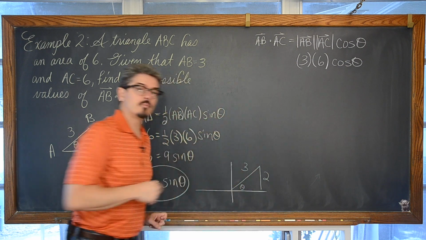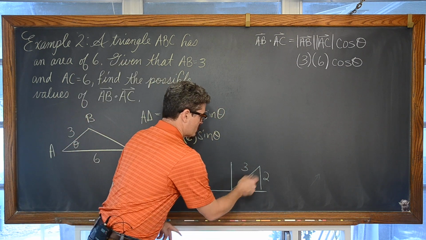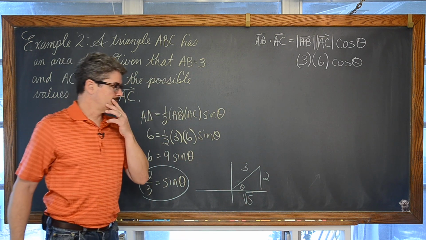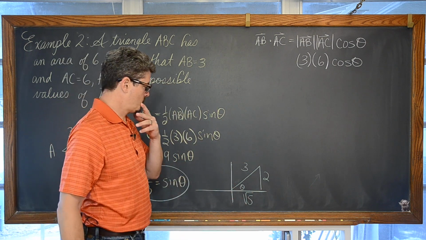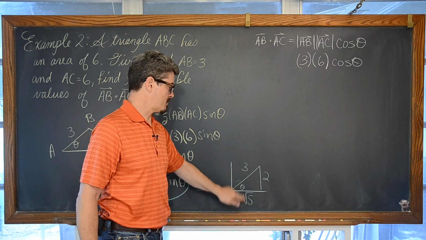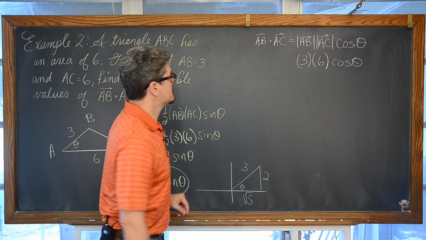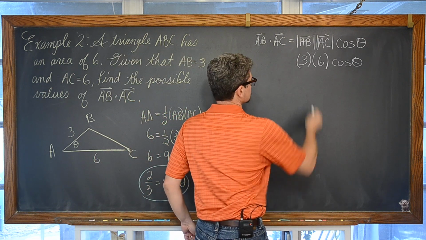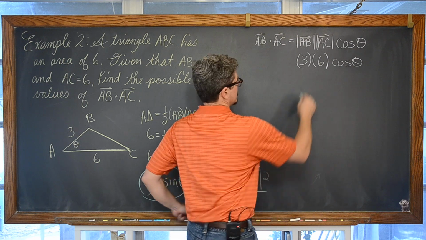A little bit of Pythagorean theorem. The square root of 9 minus 4 is going to be the square root of 5. So it looks like from this diagram that the cosine of theta is equal to square root of 5 over 3. So we have, let's do this in green because it works with this diagram.